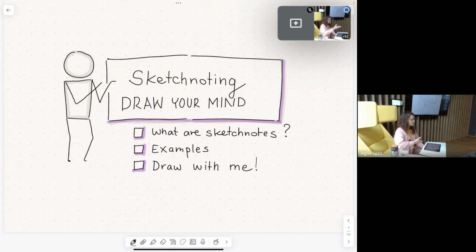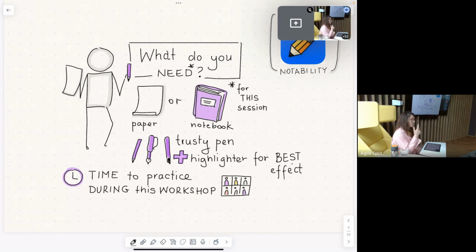So today I want to tell you what sketchnotes are, show examples, and encourage you to draw with me so that you can see how simple it is and how you can use it on your daily basis, whether you take notes, have meetings, or create a shopping list. It's super useful.